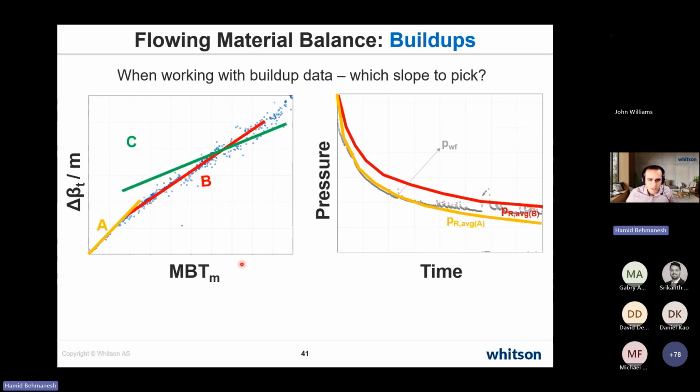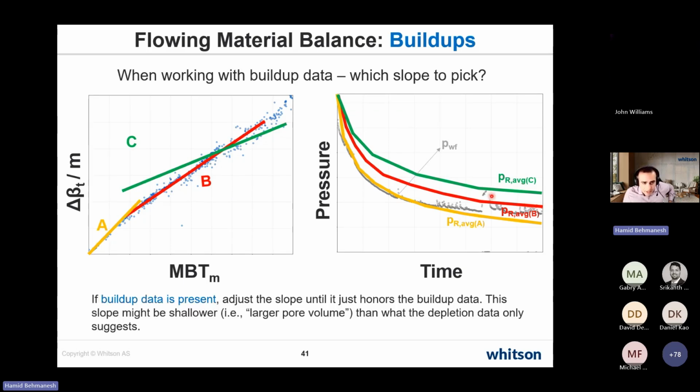I have to pick a slope sometimes that still doesn't go through the line, simply because of the multiphase effect or some other things that are going on in the reservoir, which is not included in FMB. But we're going to adjust our slope if we believe our build-up data. Right? If we believe our build-up data, we're going to adjust our slope so the average reservoir pressure is higher than the build-up profile that we have.